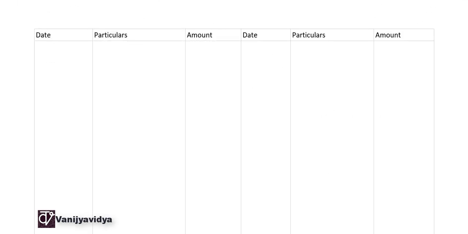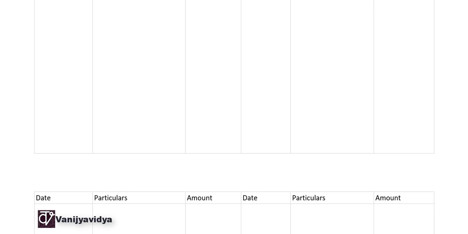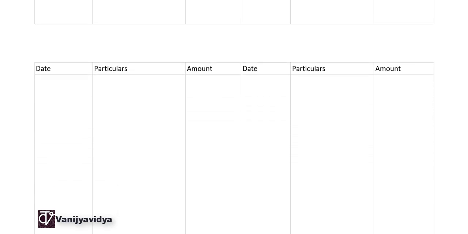So this is an asset account. We have date, particulars, amount, date, particulars, amount. Debit side, credit side, and this is the depreciation account.